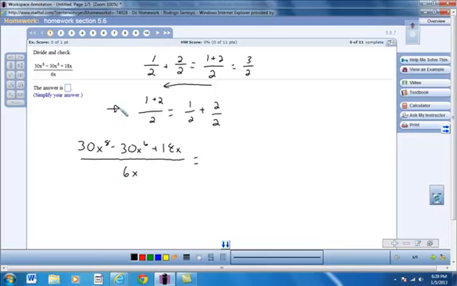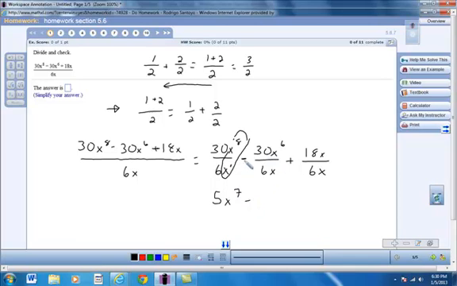Well, just like this example, what we could do is break it up into three different fractions, keeping the denominator the same. You have 30x^8 over 6x minus, because that's a minus, 30x^6 over 6x plus, this time because that's a plus, 18x over 6x. Now we're just looking at it like we were before. We're going to be following the quotient rule here. We'll be subtracting there. That's like a 1. Well, 30 divided by 6 is 5. Our base stays the same. 8 minus 1 is 7.